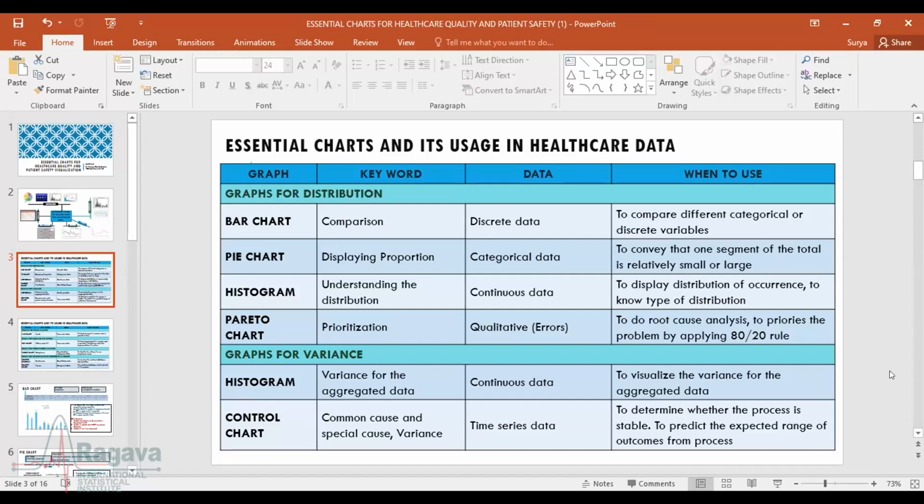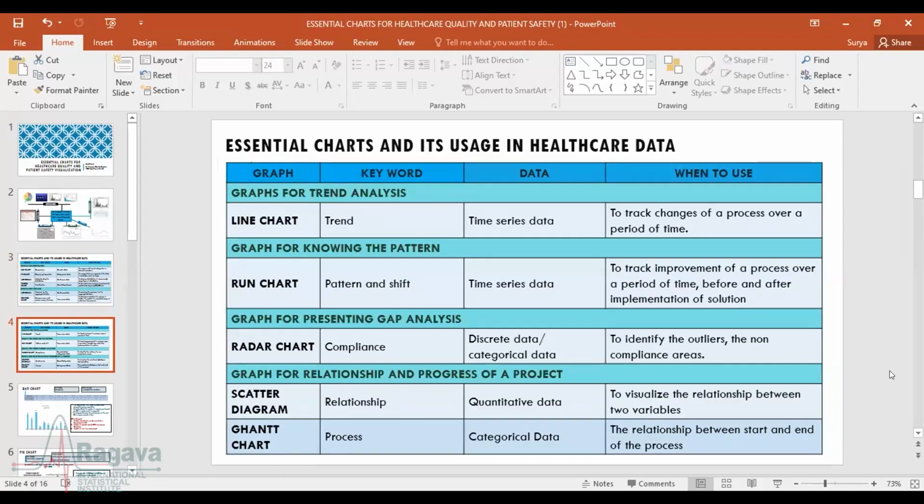With the control chart, I will be able to know what is the common cause of the problem and what is the special cause of the problem. It also shows the variance, and I will need the time series data. So I will be able to know whether my process is stable and whether my outcomes are within the expected range.